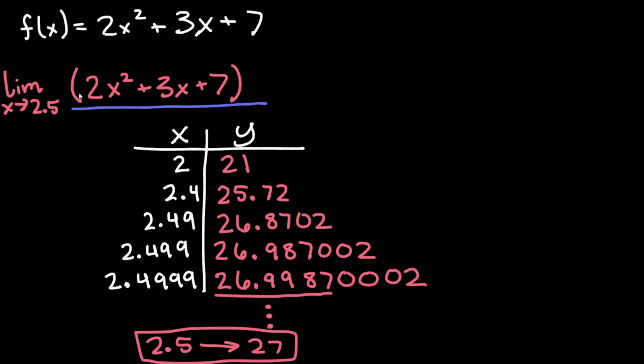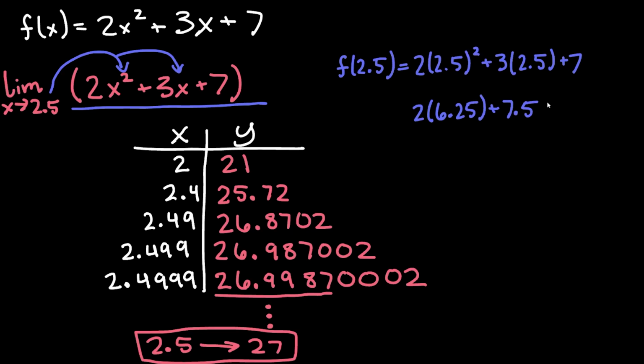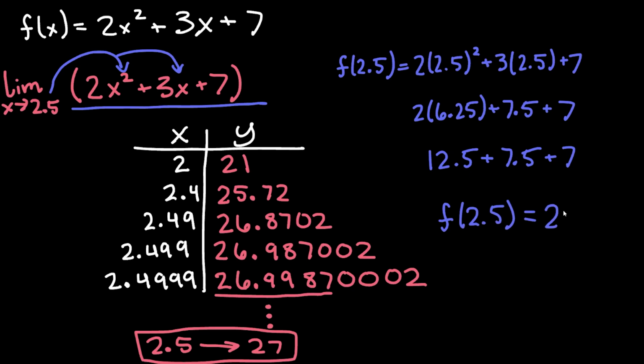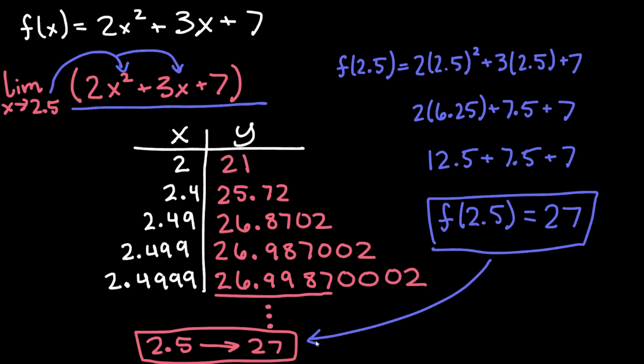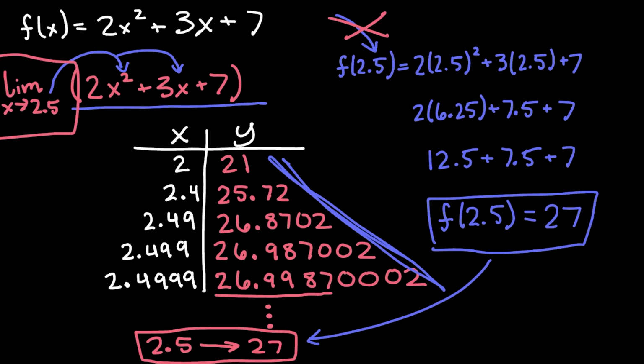So what's nice about this function is that we can just go ahead and plug in 2.5 for each value of x, and sure enough, our function of 2.5 does in fact equal 27. Now, of course, this function is a little bit easier, so we don't have to do this entire setup. But just remember, there are certain functions where you cannot just simply plug in the value that you're wanting to find the answer to. And so that's what makes limits so handy.